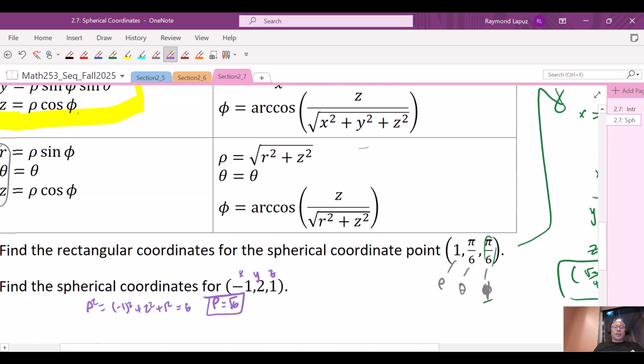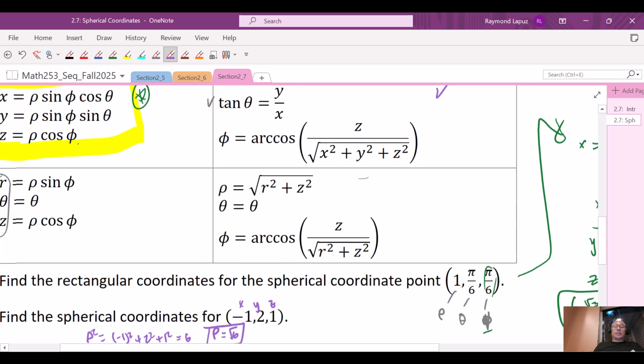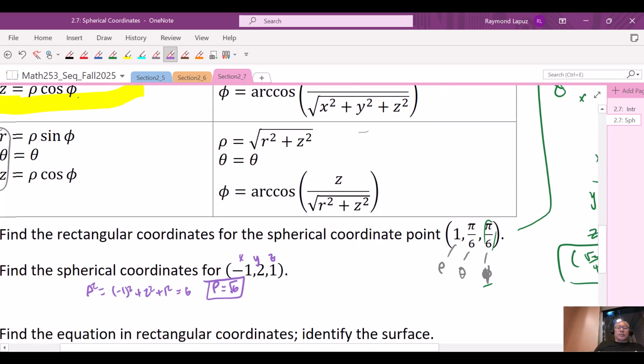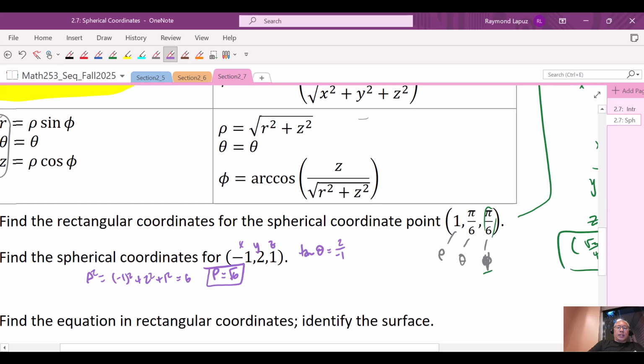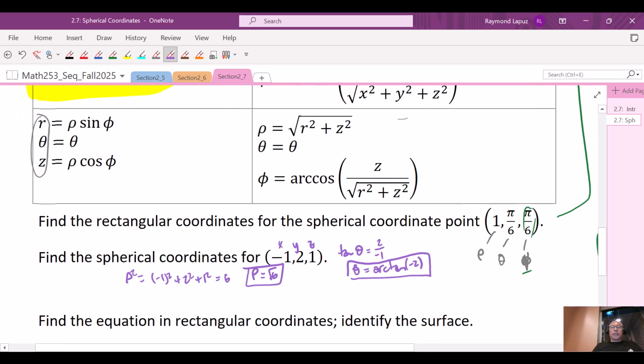Okay. Now the tangent of theta is equal to y over x. So let's write tan theta is equal to y, that's 2, over x, that's -1. So theta will equal arctan of -2. Now I'll just leave it like that. You can probably punch that into the calculator to get some decimal approximation value, but I'll leave it like that.